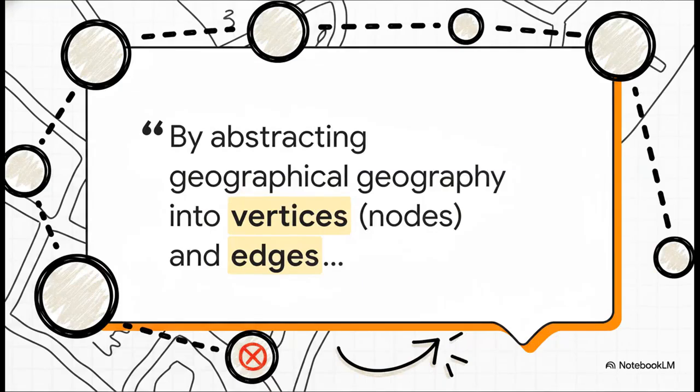To summarize this absolute masterclass in engineering, here's a great observation straight from our source material. By abstracting geography into vertices, nodes, and edges, pathfinding algorithms can calculate the most efficient route between any 2 points on Earth in milliseconds. The sheer genius of this system is that everything you experience physically on your drive, every red light, every weird detour, every one-way street, is actually just being mathematically crunched under the hood in real time.